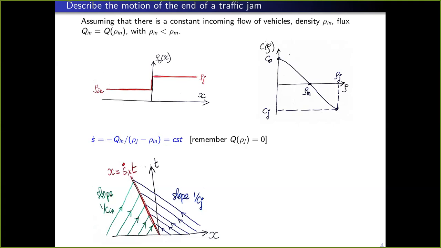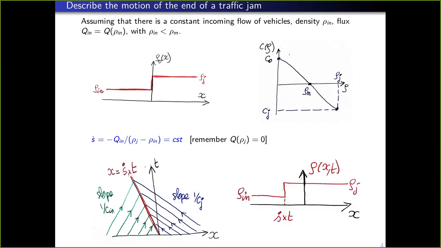And the density looks like that at time t. Of course, cars don't move, but the perturbation of density moves backwards because S dot is negative, and this is what one expects. Cars arrive and pile up at the end of the jam.